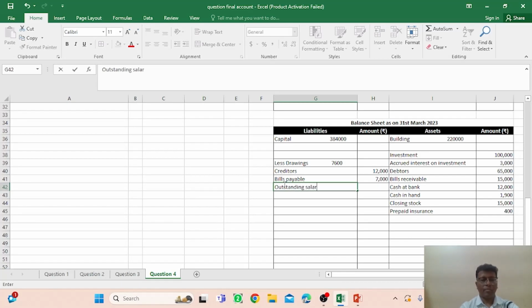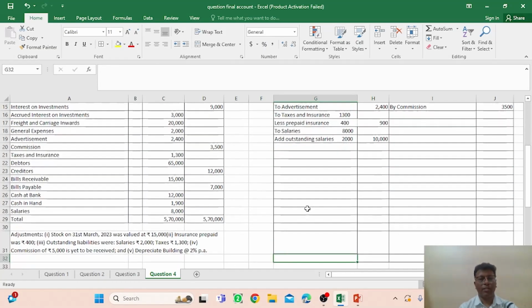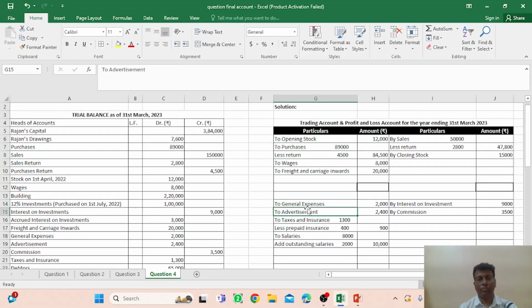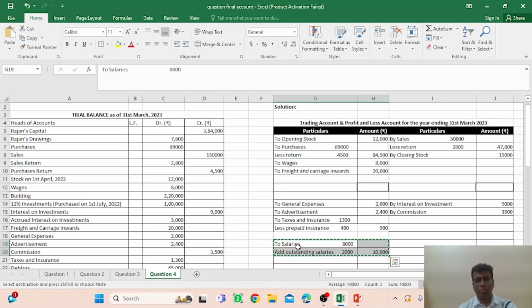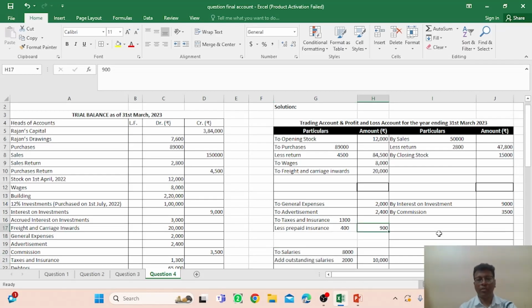outstanding salaries 2000, and outstanding taxes, and outstanding taxes are 1300, right? So we just make a space for that particular item, this adjustment.